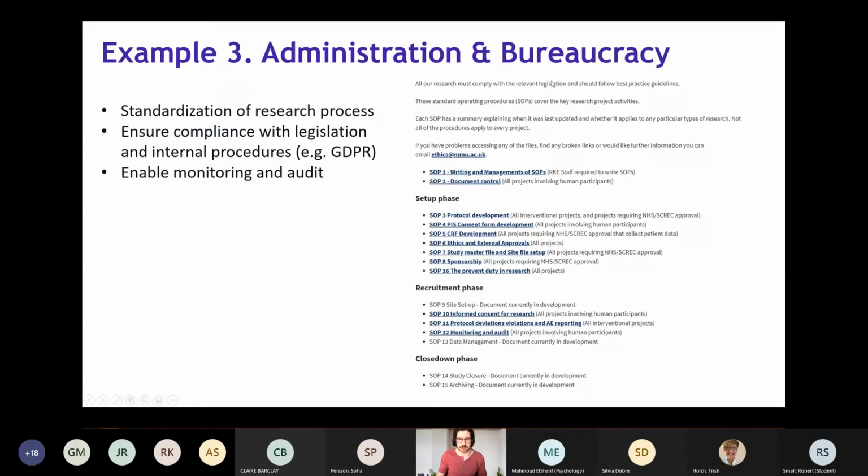So our university, this is on our research webpage, has developed a number of SOPs, so standard operating procedures, about how to do a piece of research, what forms you need to fill in at what stages, who you need to talk to. I particularly like the fact that we have a standard operating procedure for writing standard operating procedures.